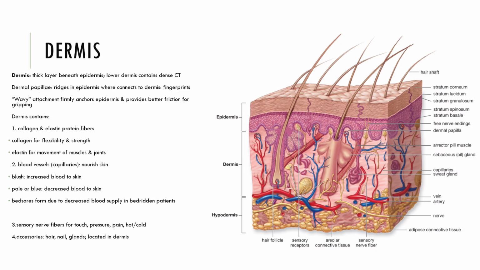The next layer we're going to talk about is the dermis. It is located beneath the epidermis. The dermis is a thicker layer of connective tissue that is divided into two regions. We have the papillary layer and the reticular layer.